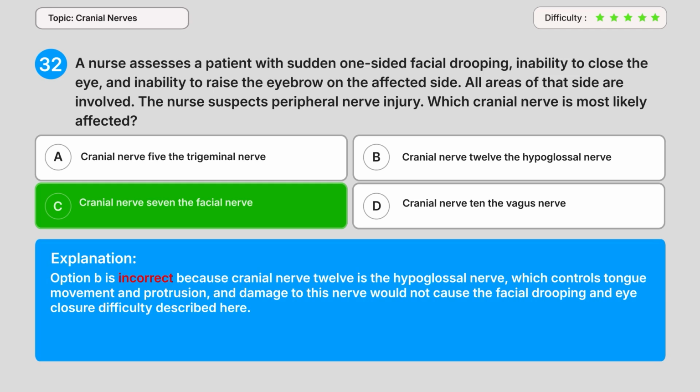Option B is incorrect because cranial nerve 12 is the hypoglossal nerve, which controls tongue movement and protrusion, and damage to this nerve would not cause the facial drooping and eye closure difficulty described here.